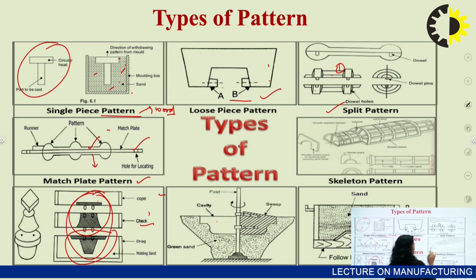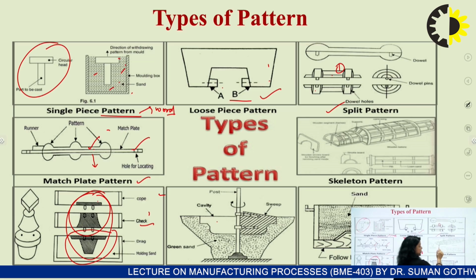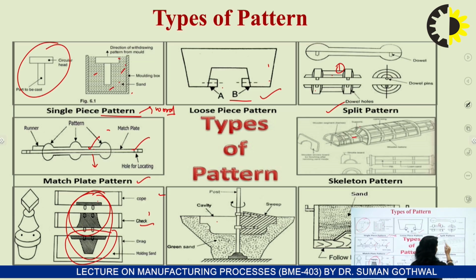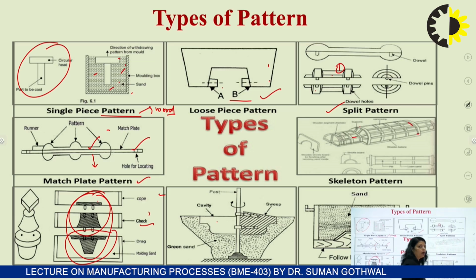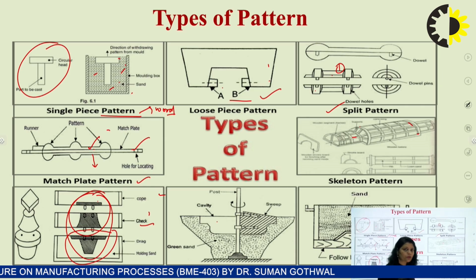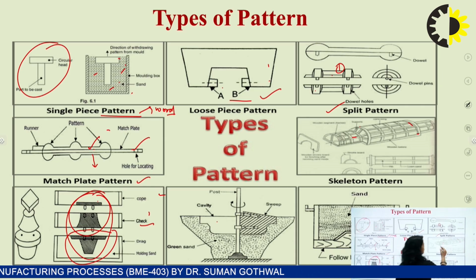Clear? So in case of large castings, we will use this type of pattern. Then we have the skeleton pattern. In this, basically a wooden frame is used. A hollow wooden frame will be used, and its outer lining shape will be the shape of the casting which we want to produce. So it is also used for large size castings.